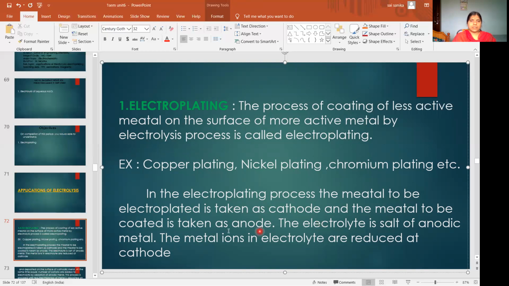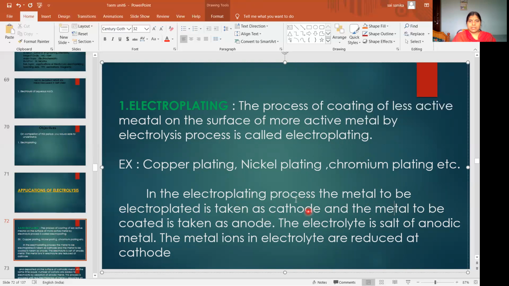So we'll see the process here. In the electroplating process, the metal to be electroplated is taken as cathode, and the metal to be coated is taken as anode.